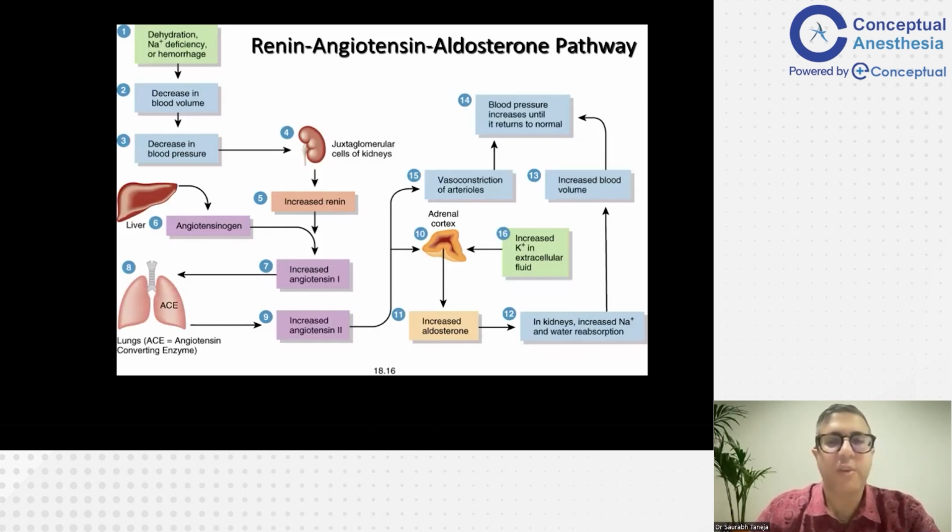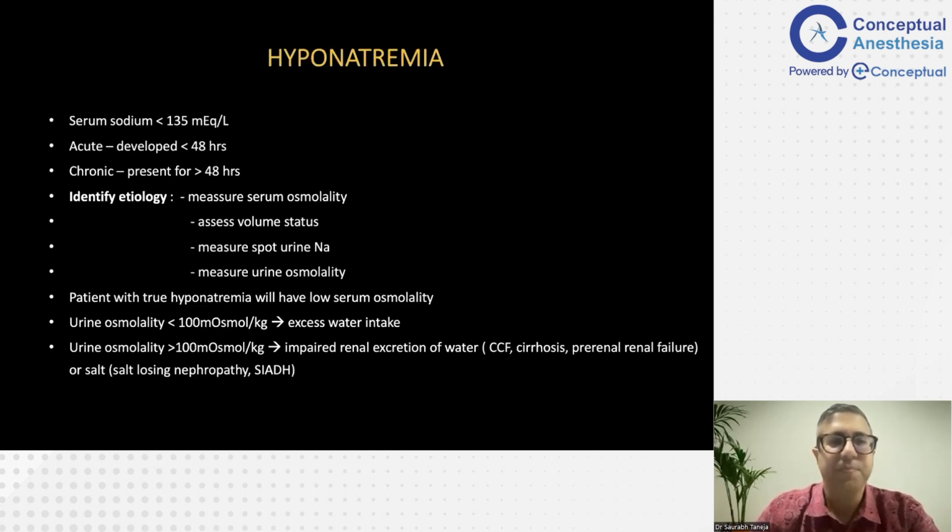So angiotensin 2 is the effective one, which leads to vasoconstriction of arterioles, and acts at the adrenal cortex to increase aldosterone, which leads to increased sodium and water resorption and increased blood volume. All of this vasoconstriction and increase in the blood volume leads to normalization of the blood pressure. So the aim of the renin angiotensin aldosterone pathway is, in hypovolemic states, to maintain the blood pressure.